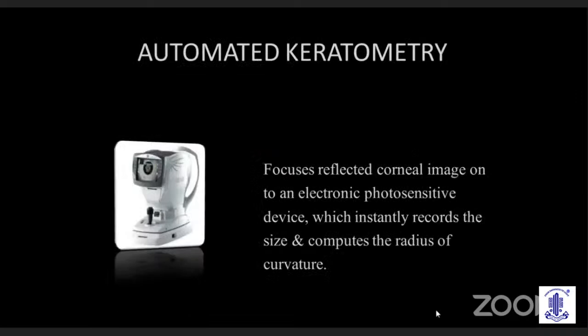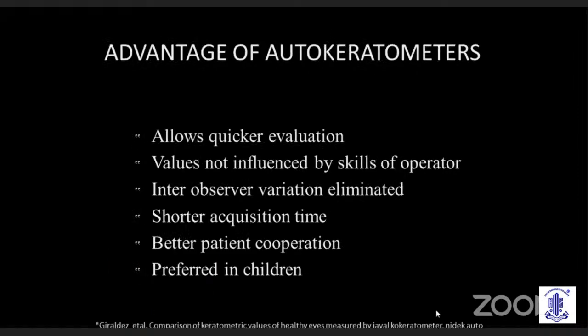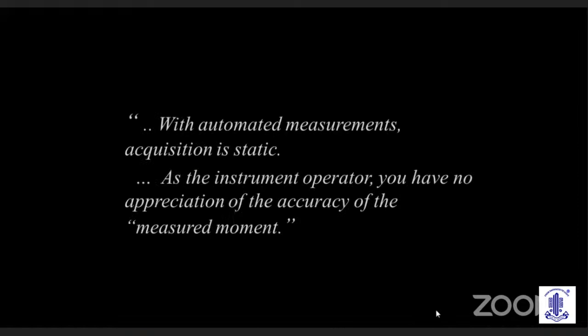Coming to the automatic keratometry, it focuses the reflected corneal image on an electronic photosensory device, which instantly records the size and computes the radius of curvature. We know the advantages of the autokeratometer, but the main disadvantage is that with automated measurement, the acquisition is static. As a measurement operator, you have no appreciation of the accuracy of that particular measured moment.